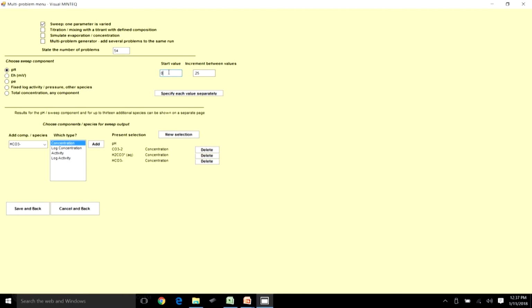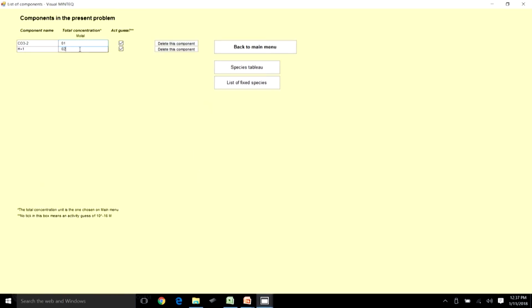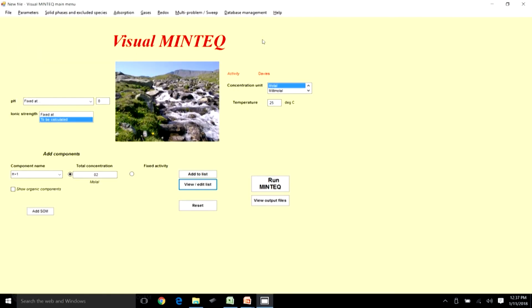So pH starts from 0, the increment between each step is 0.25, and the number of iterations is 54. Same as earlier, I want to look at pH, CO3 2 minus and so on. So save and back. Let me confirm my components, they are still 0.01 and 0.02 of my H plus, H2CO3, and now we are going to run MINTEQ.